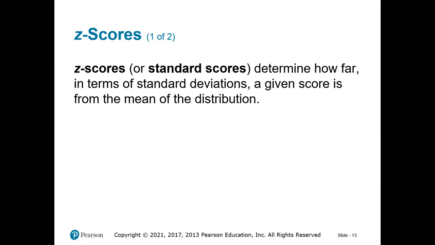So we are going to use what's called the Z-score. The Z-score will tell us how far away a piece of data, that age, that score, that salary, is from the center, from the mean, in terms of how many standard deviations.